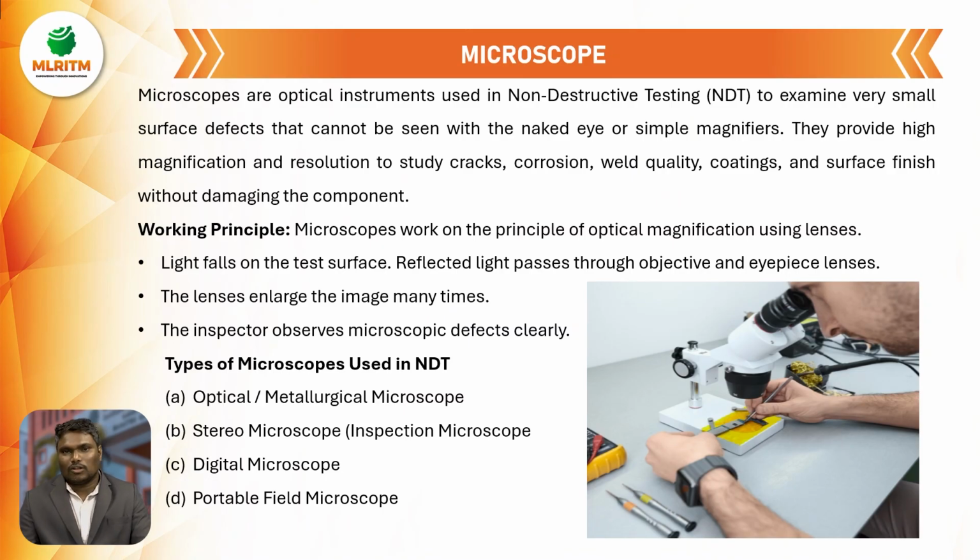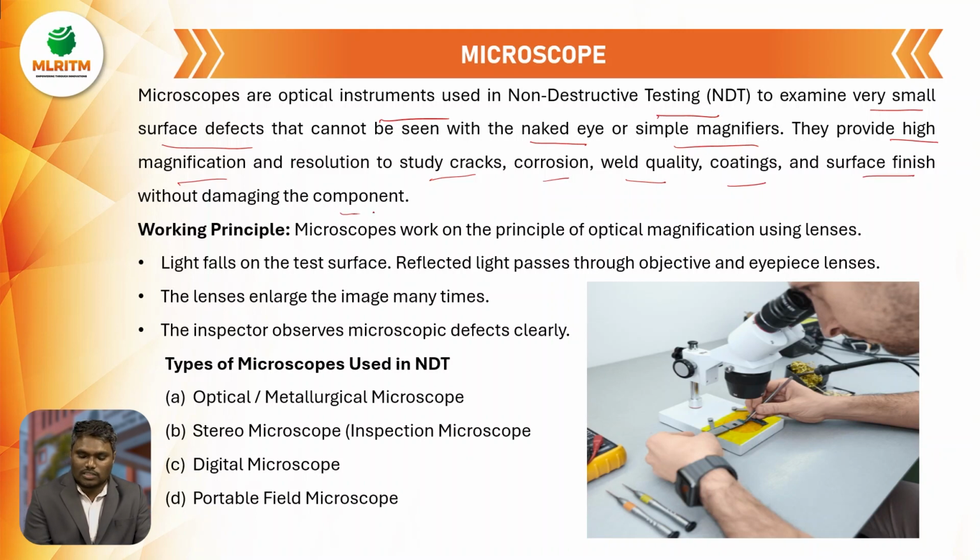So let us discuss the microscope also. It is one of the important optical instruments used in non-destructive testing to examine very small surface defects that cannot be seen with the naked eye or simple magnifiers. They provide high magnification and high resolution to study cracks, corrosion, weld quality, coatings and surface finish without damaging the component. It can easily detect cracks, corrosion and weld quality.